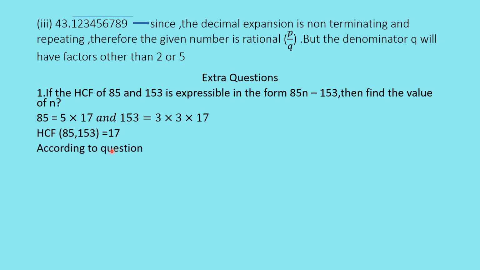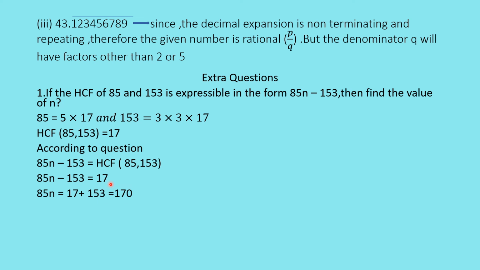Now, according to the question, 85n minus 153 is equal to HCF of 85 and 153. So, you got the HCF as 17. Substitute in the equation, you will get 85n minus 153 equal to 17. 85n equal to 17 plus 153, that is 170. Therefore, n equal to 170 upon 85, that is n equal to 2.